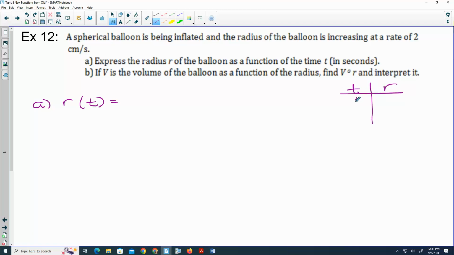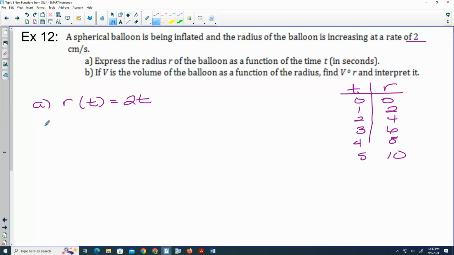At time 0, what's our radius? 0. Okay, after 1 second, what's the radius? 2. After 2 seconds, the radius is? 4. After 3 seconds, the radius is? 6, because it's going up 2 centimeters every second. So after 4 seconds, it would be at? 8. After 5 seconds, it would be? 10. Can you tell me an equation? 2 times t. It goes up 2 centimeters every second, so the radius is just 2 times the number of seconds.